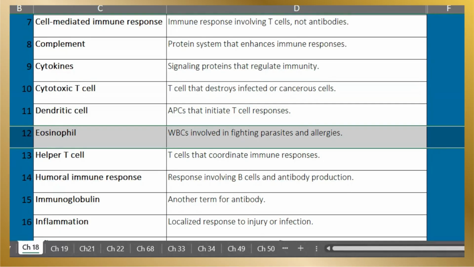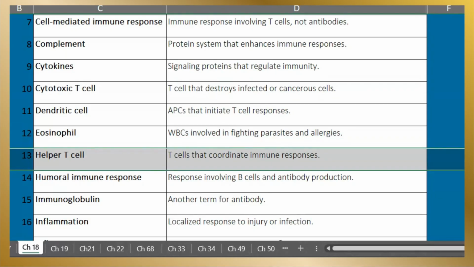Eosinophils are white blood cells involved in fighting parasites and allergies. If you look at my brain concept map in the outline, you'll see how every blood cell is categorized, with the red and white blood cells there. But I think you know this already, it's just repetitive. Helper T cells coordinate immune responses.